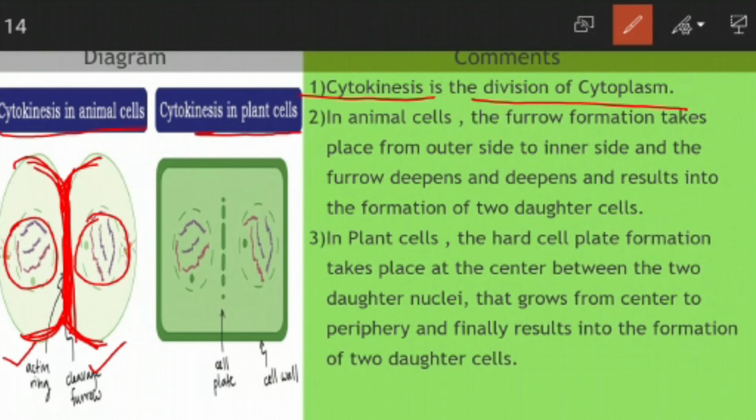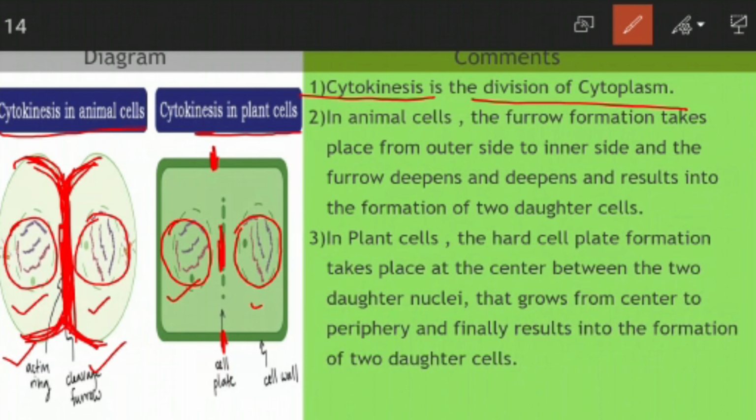But how it is taking place? Furrow or notch development takes place in the cell wall. This furrow or notch deepens down and down at the center and finally it results into the separation of two daughter cells. While the case is different in plant cell. In plant cell no notch development or furrowing takes place here. But actually what happens here? Here the hard cell plate formation takes place between two nuclei.